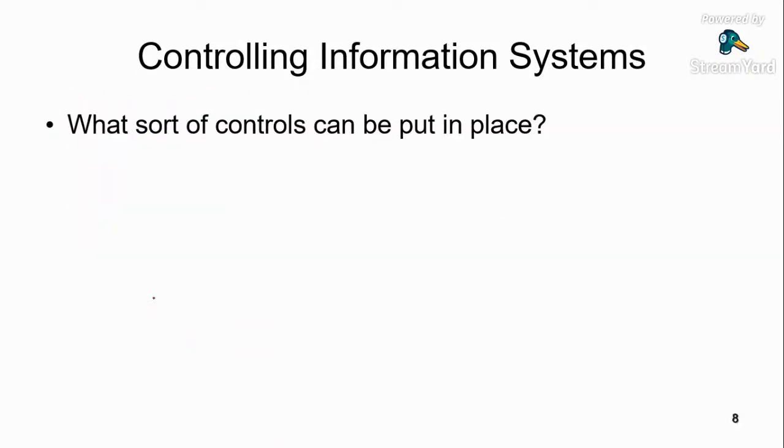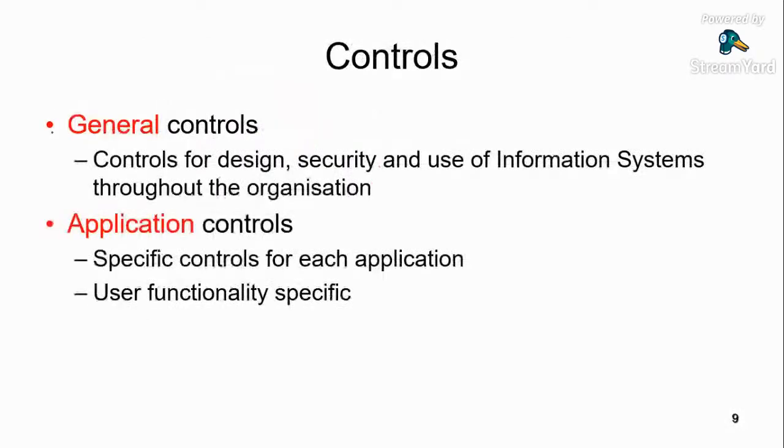Okay, so what sort of control can be put? What types? As far as scope is concerned, we have general control and application control, which will be discussed in detail. So when we want to provide information security and then further control that security, these two types of control will be there in front of me. So control for the design, security, and use of the IS throughout the organization: these are the general controls.